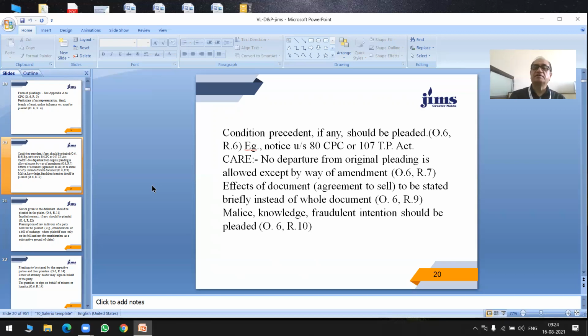In one of the paragraphs, you will write that a notice under Section 80 CPC has been duly served upon the central government. Or in a case of rent ejectment, you will plead in one of the paragraphs in the plaint that a notice under Section 107 of Transfer of Property Act has been given to the tenant.